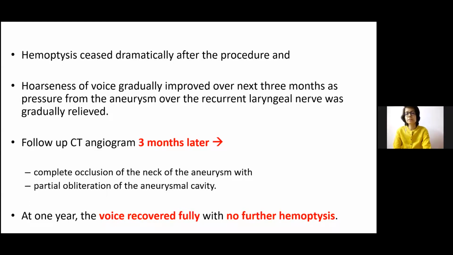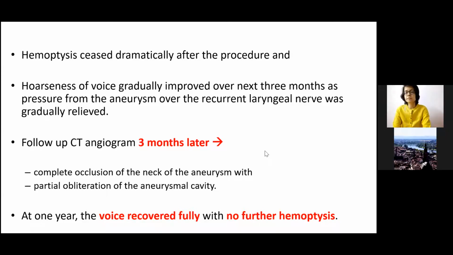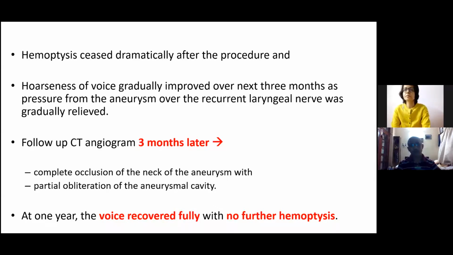So the results: hemoptysis ceased dramatically after the procedure, and the hoarseness of voice gradually improved over the next 3 months as the pressure from the aneurysm over the laryngeal nerve was gradually relieved. Follow-up CT scan was done 3 months later, which showed complete occlusion of the neck of the aneurysm with partial obliteration of the aneurysmal cavity. After 1 year, the voice recovered fully with no further hemoptysis.